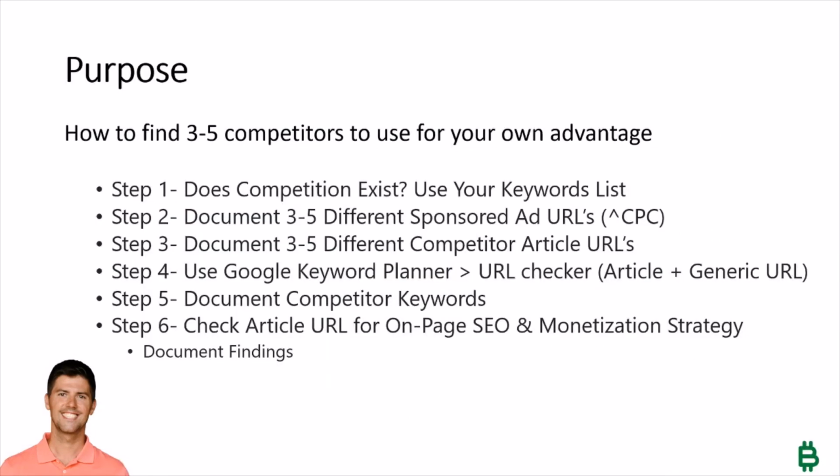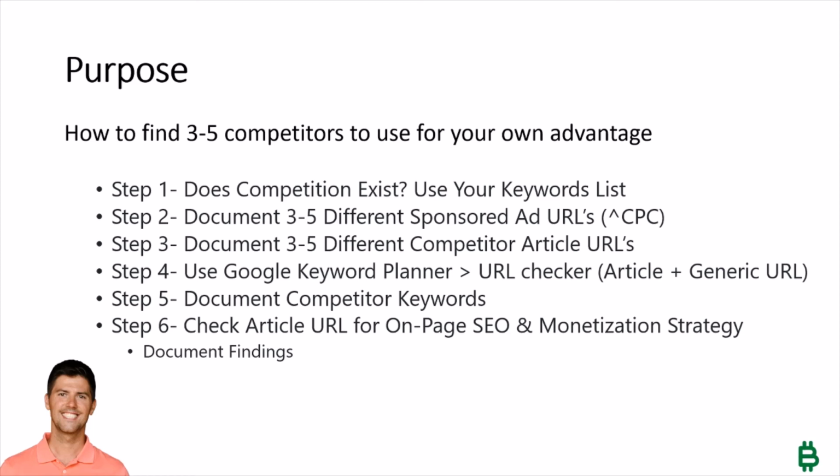Now, circling back and recapping what we just learned, we're here to find 3 to 5 competitors for each primary keyword that we want to use to create a blog post on our site. So we want to make sure that there is competition there. We don't want to be the first person to be writing an article with that primary keyword, or it's just not going to work. There's probably no one looking for it.